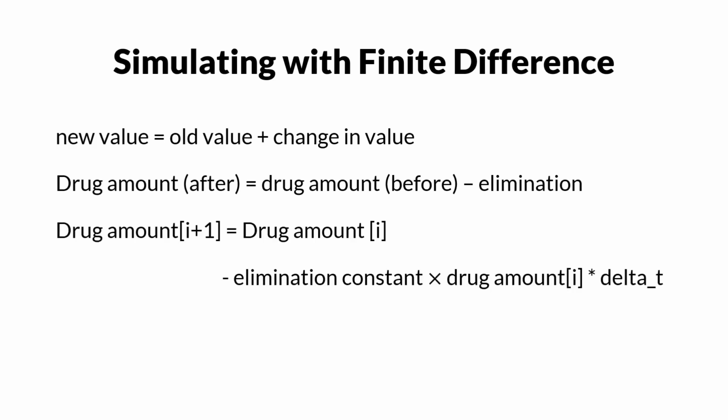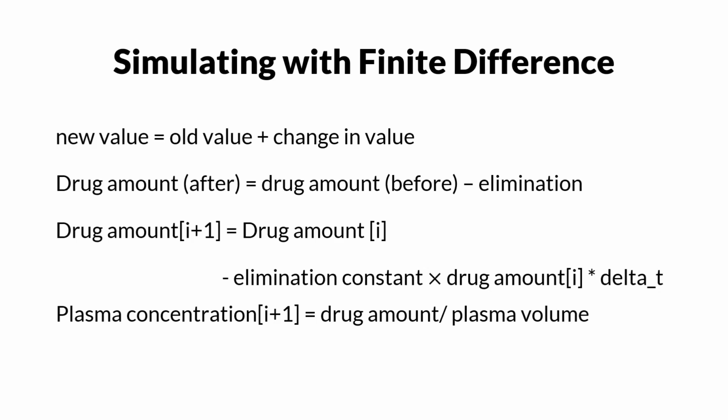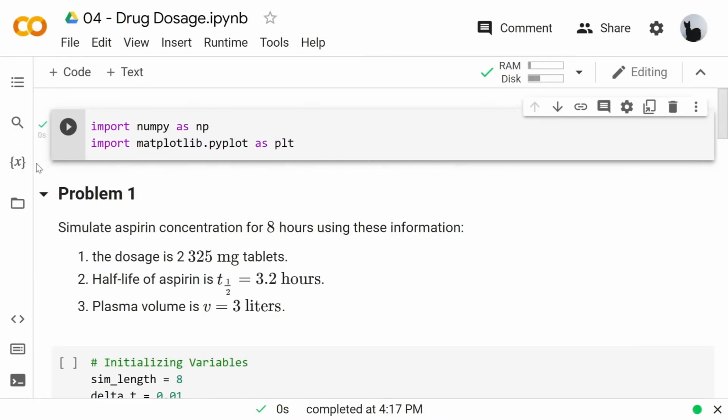Now let's write it in programming terms by solving the equation, so that the drug amount in iteration i plus 1 is equal to the drug amount in iteration i minus the elimination constant times the drug amount in iteration i times delta t, and the plasma concentration is the drug amount divided by the plasma volume. Now, let's start to write down our code.